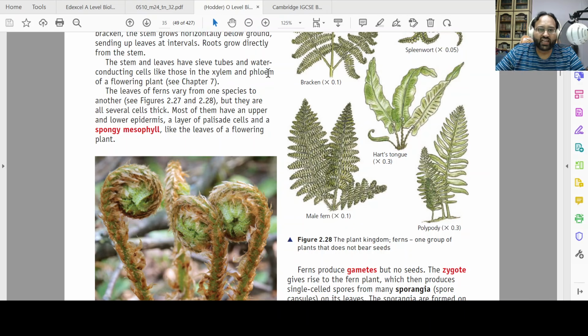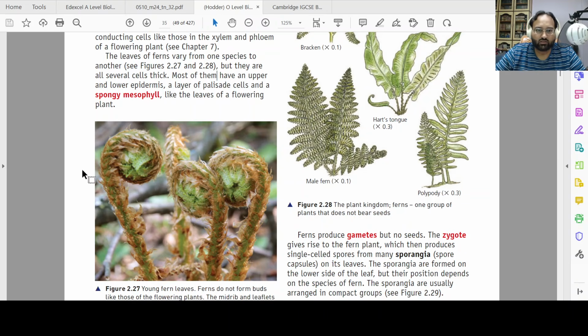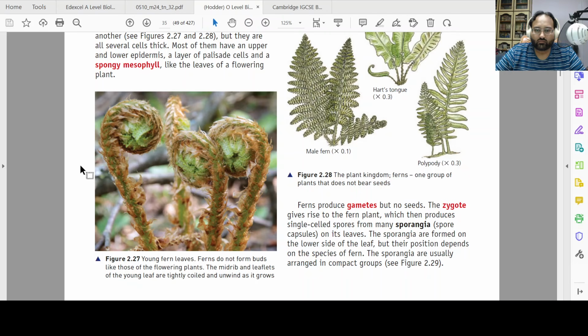Okay, so xylem and phloem and everything, we'll talk about that later. Being several cells thick, they have upper and lower epidermis and palisade cells and spongy mesophyll cells and everything. So we'll actually take a look at all of these cell types later. Right now, it's like, okay, fine. So they have that. Ferns produce gametes but no seeds. So gametes are the cells that are responsible for reproduction.